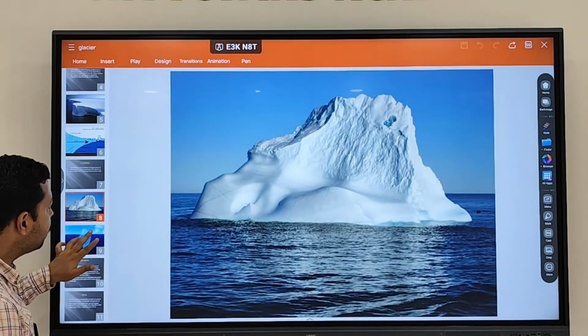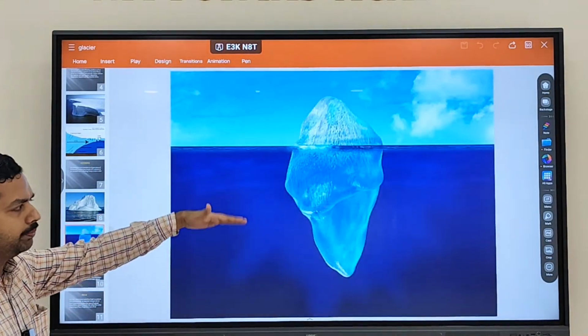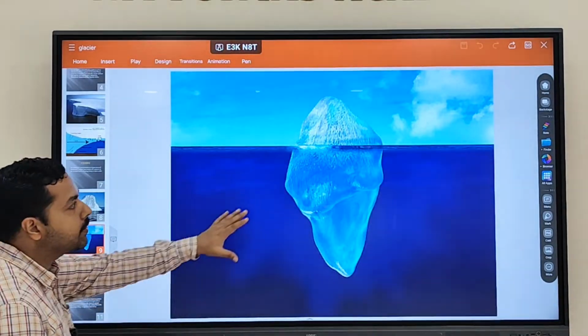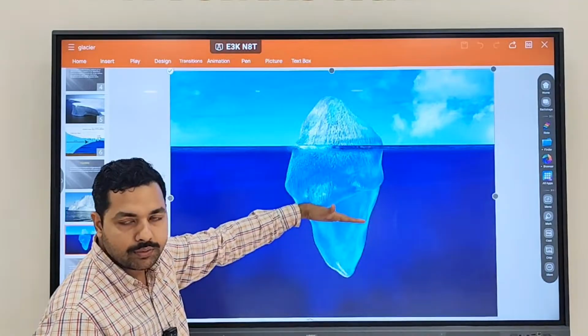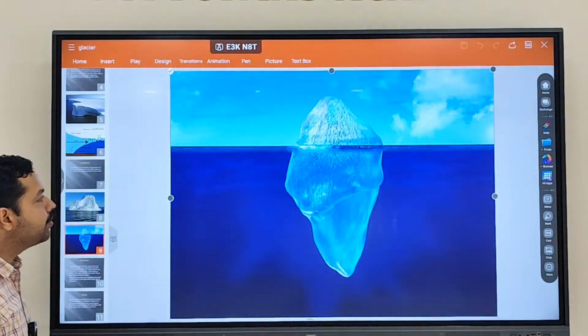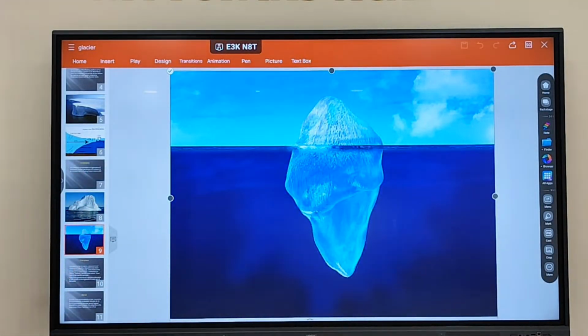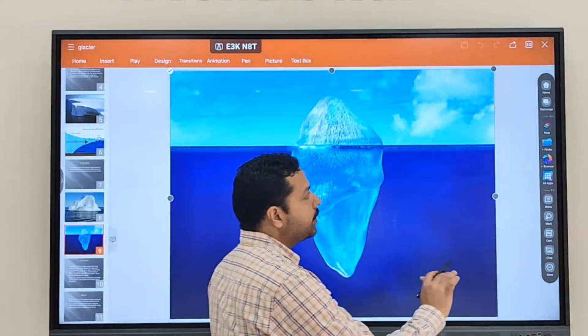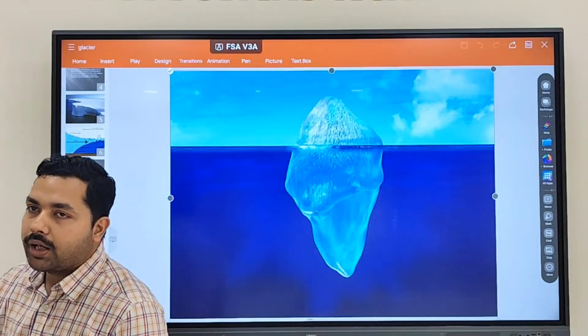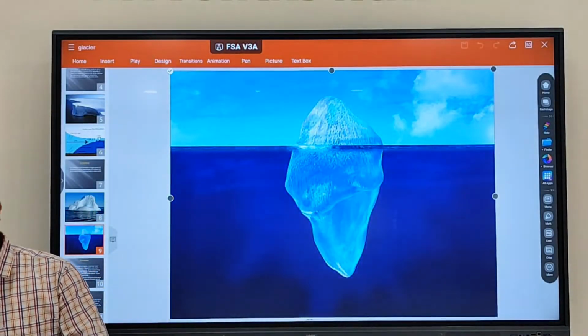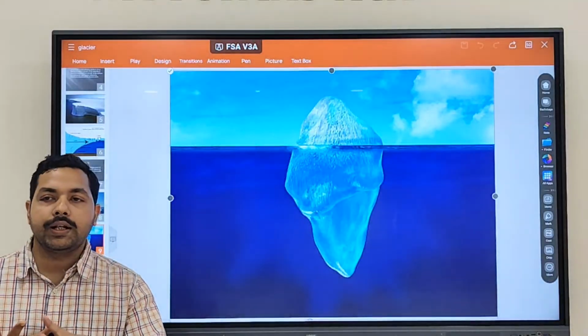This is an iceberg, and much of the iceberg is below the water because ice is floating. So when ice is floating, most of the ice part is under the water. Fine. So these are the three things that you are generally finding in the polar region, either in the Arctic or Antarctic: glaciers, icebergs and ice shelves.